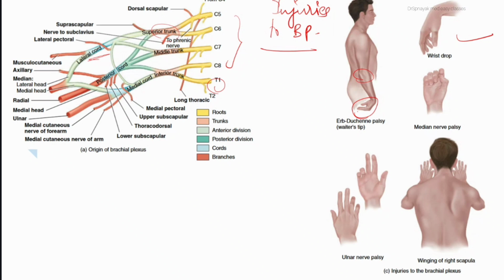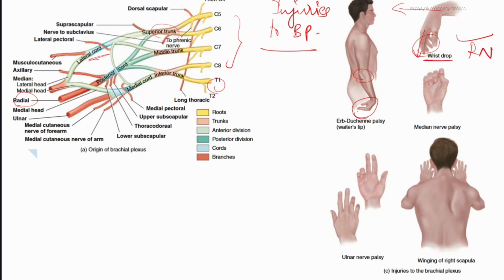Injury to the radial nerve, this is the radial nerve of the brachial plexus, and if an injury occurs to the radial nerve, it can cause a wrist drop. This is caused due to the radial nerve injury, and it is the inability to extend the wrist and fingers. So we cannot extend the wrist or the fingers. This is known as a wrist drop.